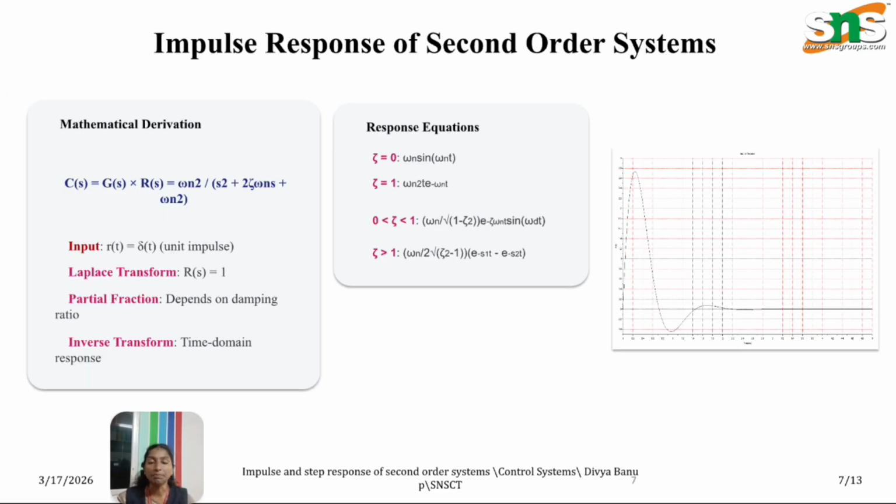Coming to the impulse response of second order system, we have the mathematical derivation and its equation, and how it gives the time response. When we take the inverse transform, it gives the time domain response. The response equations are for del equal to 0, del equal to 1, del from 0 to 1, and del greater than 1.